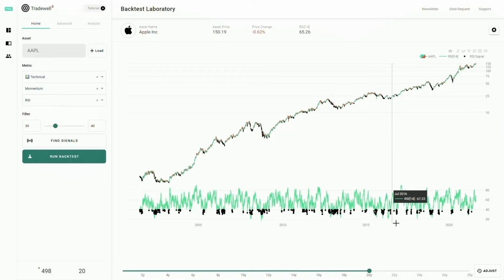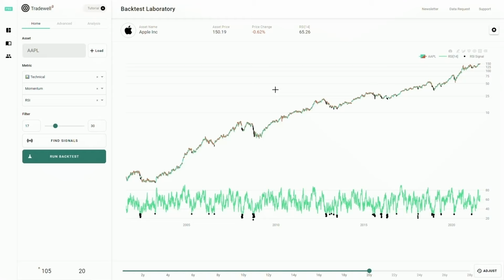To do that, let's return to the filter and reset the range of values. Let's set the new range of values of RSI between 17 and 30. And now we'll hit the filter button to highlight those new days. And bingo, now we have 105 days of signal data, which is a sample size large enough to give us more confidence in our analysis. The final step is hitting the backtest button.